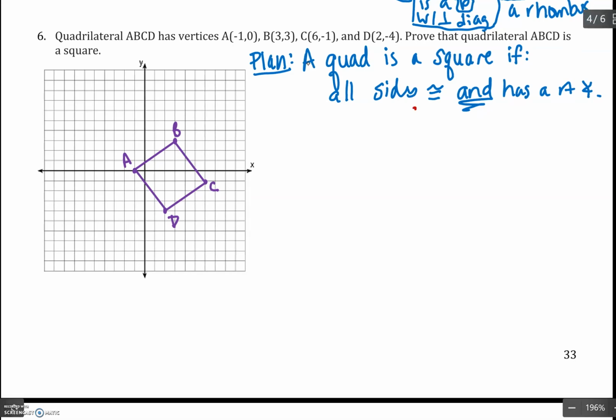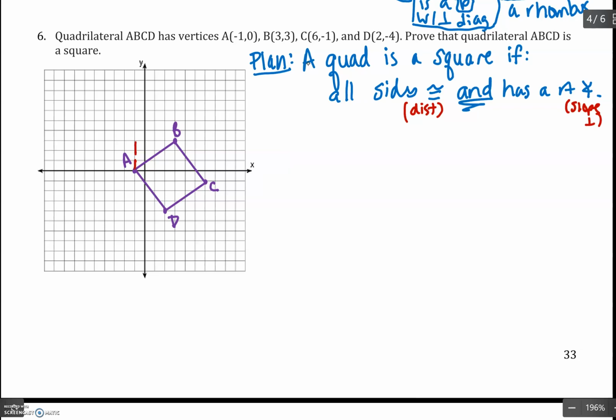So all sides are congruent means I'm using distance, and the right angle means I'm using slope so that I can get that perpendicular. So because of that, you're going to do your 4 distances. If you do choose a different way, I will show it at the end. You can pause there. So for my distances, I'm going to start with AB.